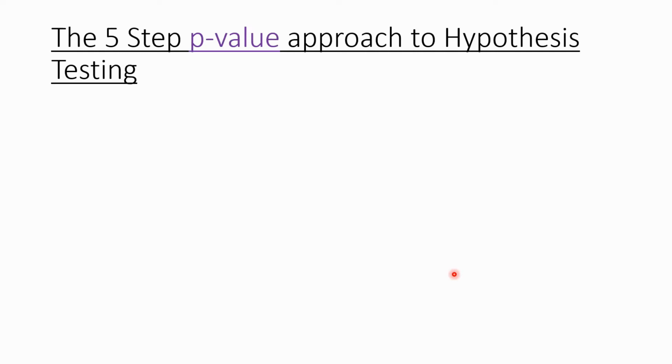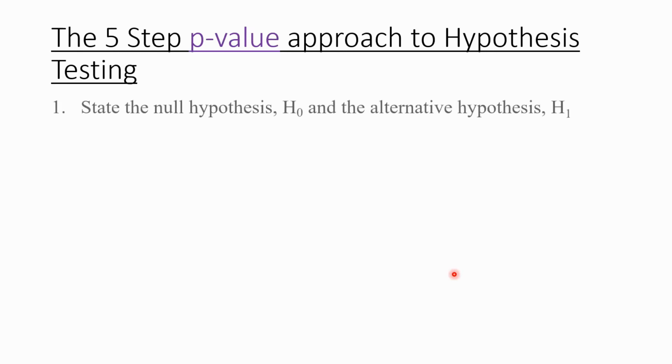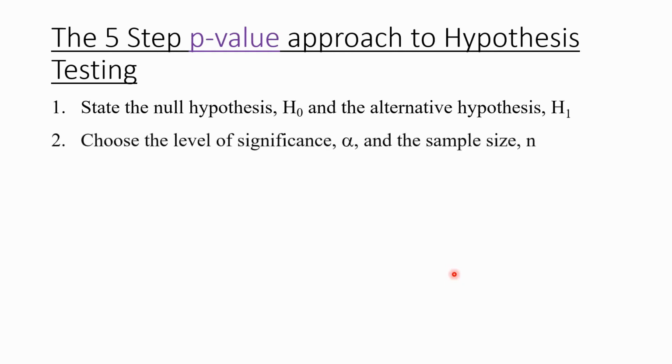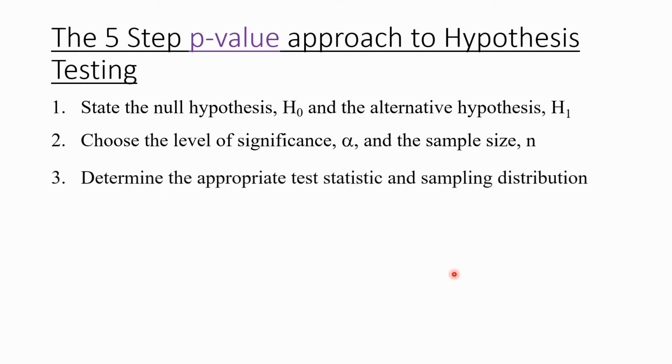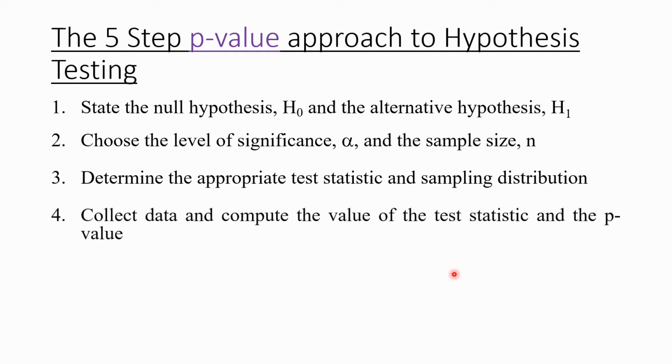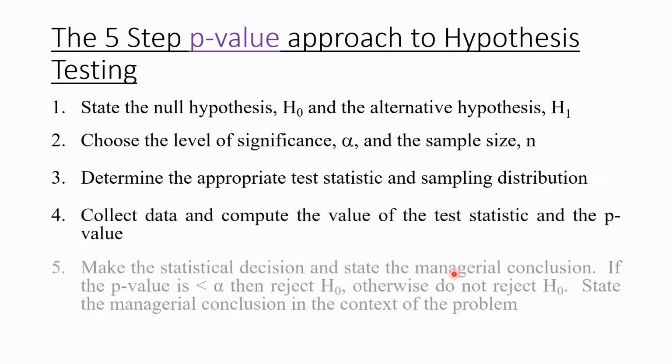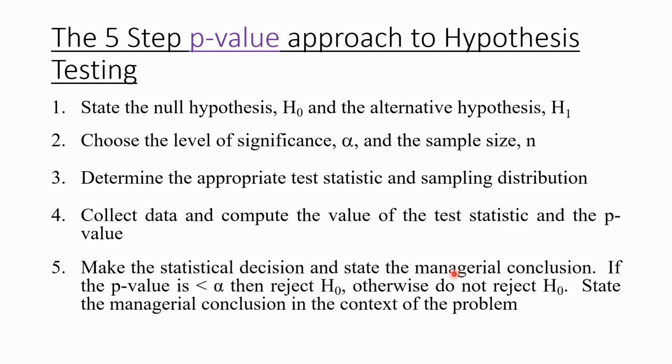So the 5 steps involved here: first, again you state your null hypothesis and the alternative hypothesis, just like in the critical value approach, and you'll be given your level of significance and the sample size. Write that down. Third, you determine the appropriate test statistic and the sampling distribution. Now you collect your data and you compute your test statistic, and finally you make a conclusion, very similar to the critical value approach. But there is a small difference when you look at it graphically. But let's first have a look at an example.